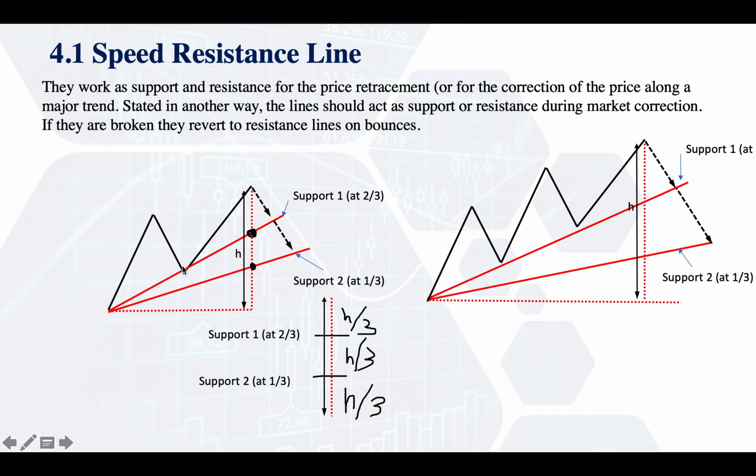What we are saying is that those two are going to work as support for the next low level. You can do this for the first peak, and again for the third peak. So this one is 1/3, this one is 1/3, this one is 2/3, and this one is where the price will go.